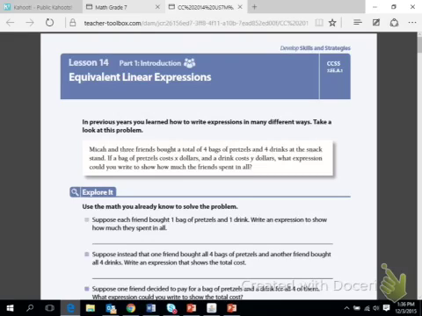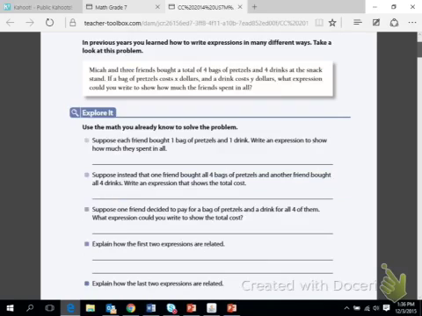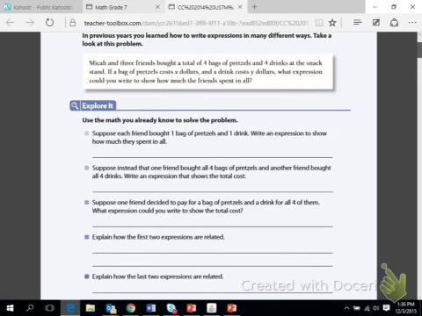Micah and 3 friends bought a total of 4 bags of pretzels and 4 drinks at the snack stand. If a bag of pretzels cost x dollars and drinks cost y dollars, what expression could you write to show how much the friends spent in all? We're going to answer a few questions about this problem in order to explore it.